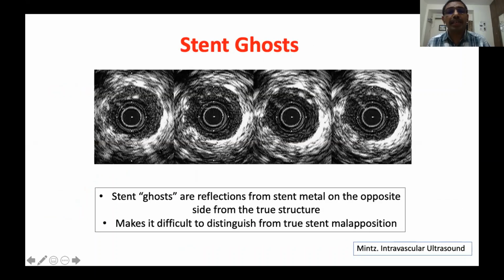And lastly, what is a stent ghost artifact? Stent ghosts are reflections from stent metal from the opposite side of the true structures. So it makes it difficult to distinguish from true malapposition. This is a typical ghost artifact of stent cells. This is actually a reflection from the opposite side. It's not the true structure. So you should not mistake this for stent malapposition.